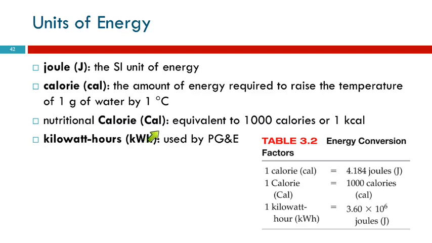A capital C nutritional calorie is actually 1,000 of the small c calories, or a kilocalorie. And a calorie is defined as the amount of energy needed to raise the temperature of 1 gram of water by 1 degree Celsius. From your textbook, you have a nice little table of energy conversion factors. I don't expect you to memorize the relationship between calories and joules. I would expect you to know the relationship between calories and kilocalories, because that's a metric prefix that you should know. Kilowatt hours is used by PG&E to measure the energy you use in your home. That unit could come up in some homework problems, but we don't generally use that in chemistry. So it's in there, but we don't use it very much.